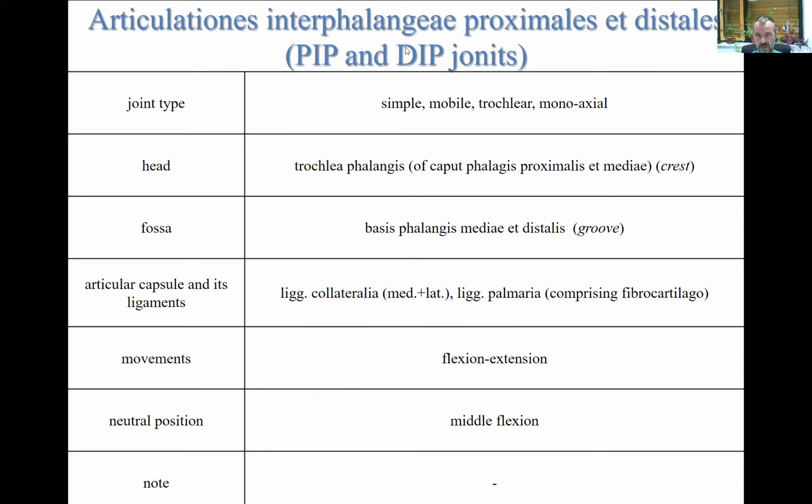They are really identical, so they are simple mobile trochlear, monoaxial joints, because the head is trochlear of a phalanx and the fossa is the base of phalanx. So it's a groove for a crest, so it's an easy monoaxial flexion extension joint with collateral ligaments and ventrally a palmar ligament comprising fibrocartilage. So nothing complicated about that.